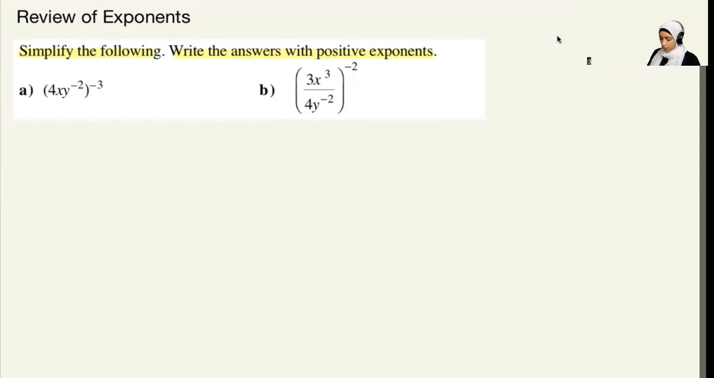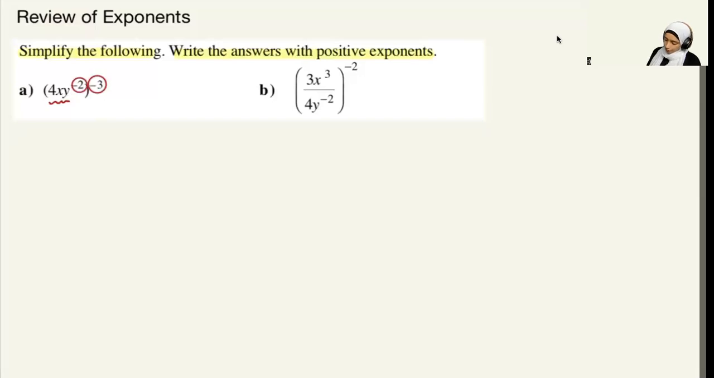So let's have a look at this first one over here. It says 4xy to the power of -2. Recognize that this -2 is right on top of this y and not applied to everything else. So just keep in mind that that is only applied to the y. But this -3 exponent we can see is applied to the entire bracket.